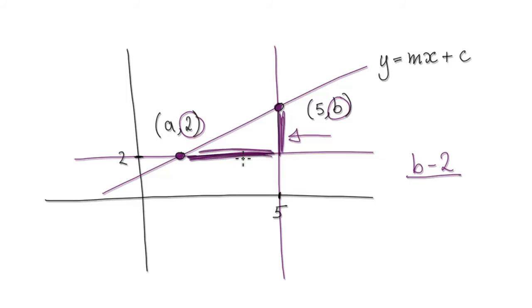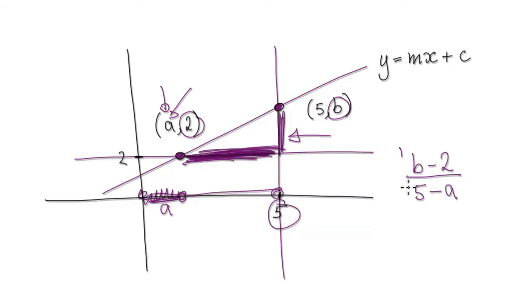What's this length here? Well, this length here is 5 take away a. Sorry, my mistake. So let's start again. This length here, the horizontal component, is given by 5 take away a. So that's your gradient there.